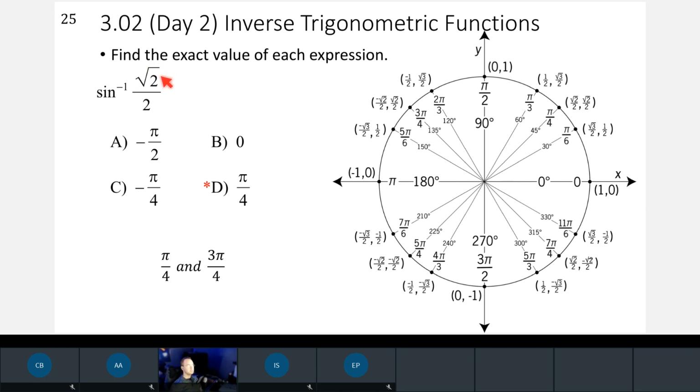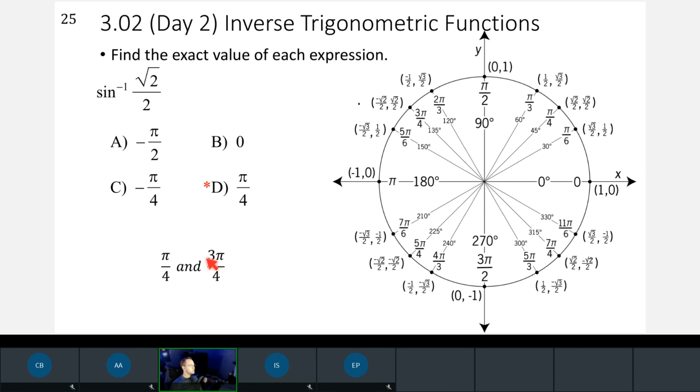You're welcome. All right, find the exact value of this. So inverse sine. This is asking you, what is the angle given the y value is radical 2 over 2? Well, we come over here, the y value, remember sine is y, so radical 2 over 2. So the answer is pi over 4.